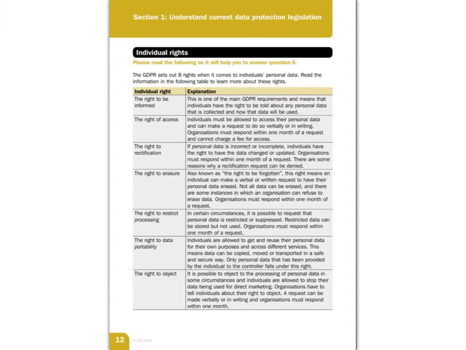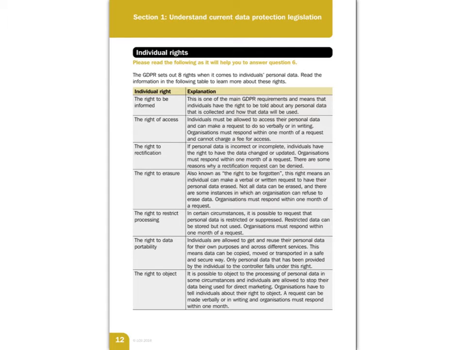So for question 6, we're looking at individual rights that you have within the GDPR, and there are 8 rights when it comes to individuals' personal data. Each one of these is actually shown on the same page here. So the right to be informed, the right of access, right to rectification, i.e. fixing stuff, the right to erasure, the right to restrict processing, the right to data portability, and the right to object.